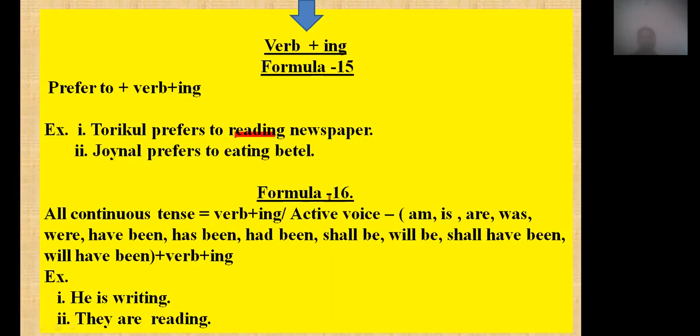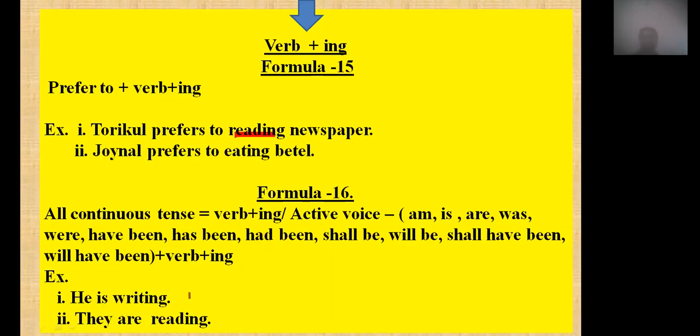Okay, formula 16: all continuous tense. If you see it is present continuous, then the verb will be in ing form. If you see that it is past continuous, it will also be past verb plus ing. If you see future continuous, then the verb will be in ing form. But look, that must be active form or active voice.